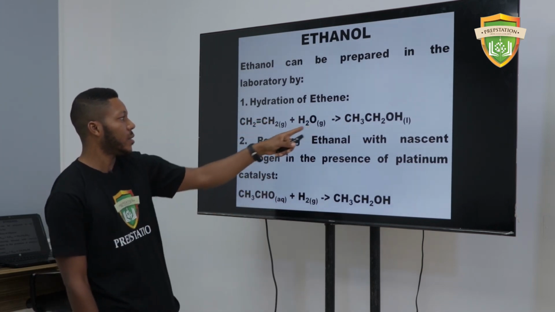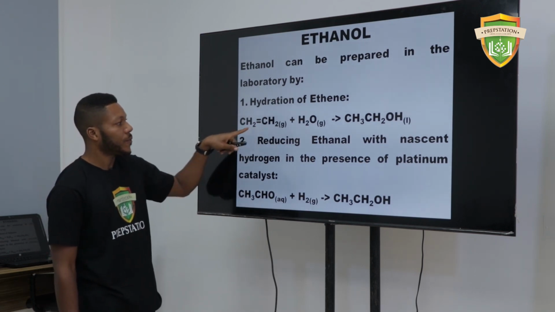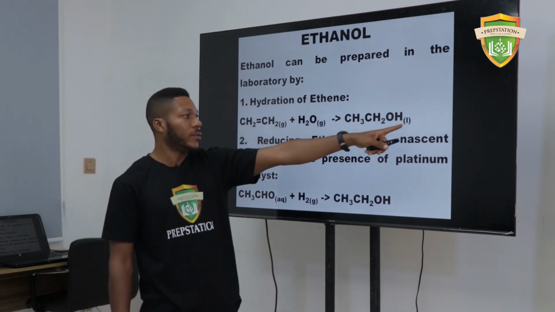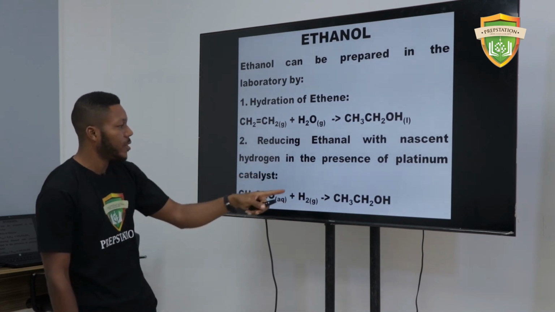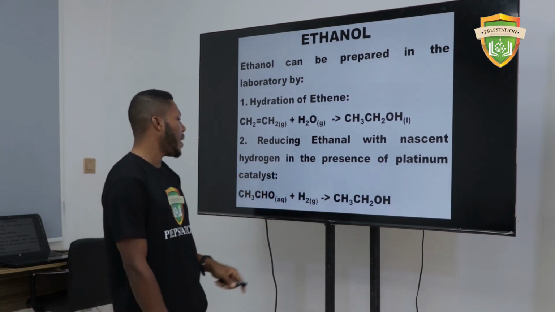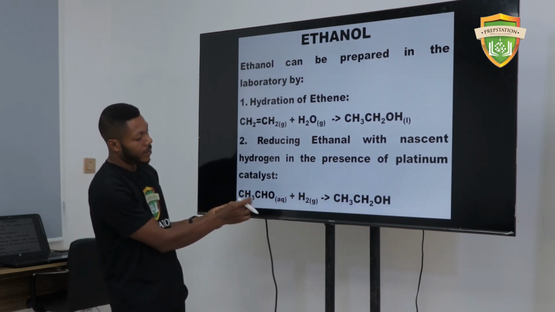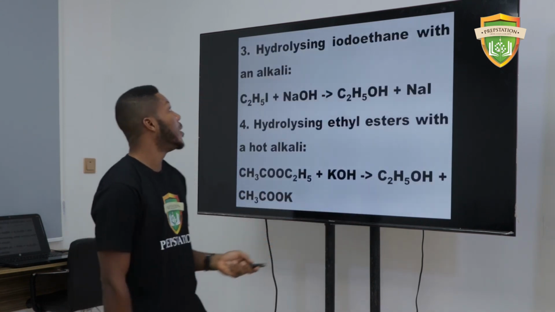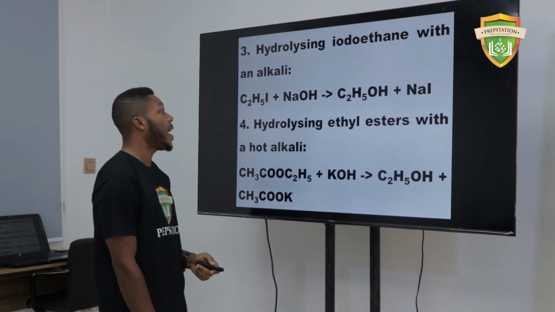All right, ethanol can be prepared in the laboratory by hydration of ethene. That means adding water to ethene. As you can see, this is ethene, C2H4, with a double bond. When water is added to it, you have what? Ethanol. The second method is by reducing ethanal with nascent hydrogen in the presence of a platinum catalyst. This is your ethanal, CH3CHO, plus nascent hydrogen to give us what? Ethanol.